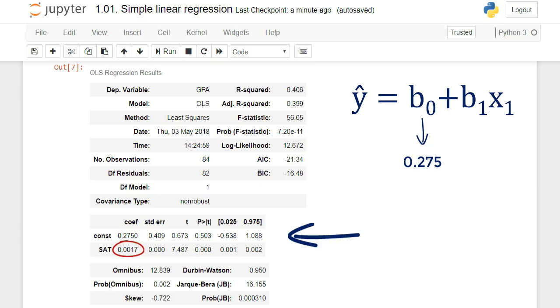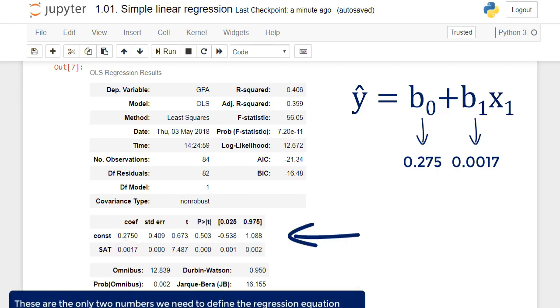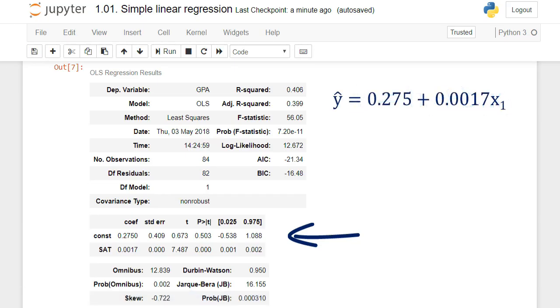Looking below, we notice the other coefficient is 0.0017. This is our B1. These are the only two numbers we need to define the regression equation. Therefore, y hat equals 0.275 plus 0.0017 times x1, or GPA equals 0.275 plus 0.0017 times SAT score. So, this is how we obtain the regression equation.